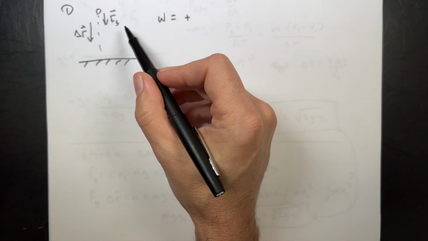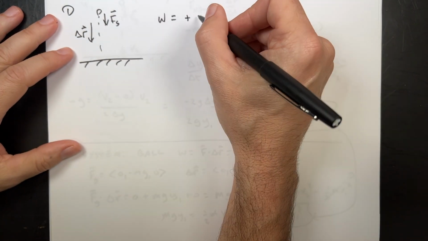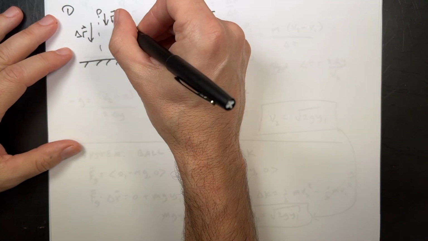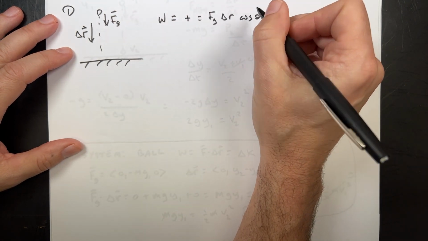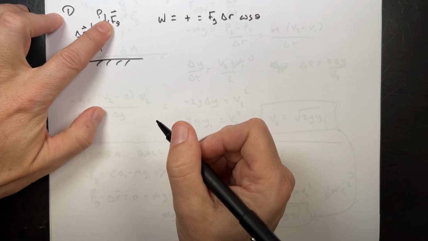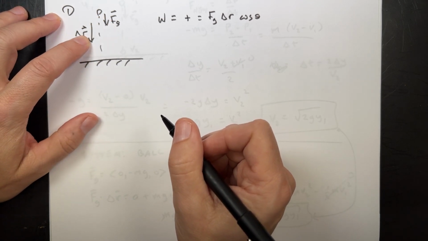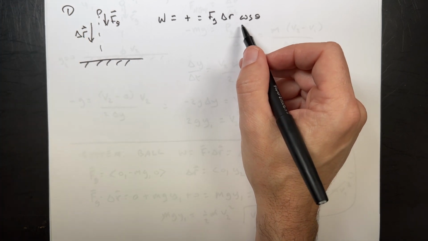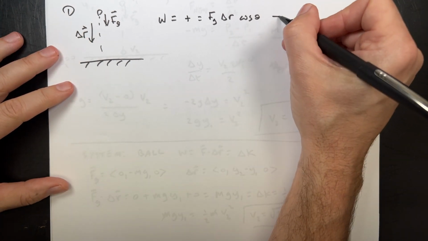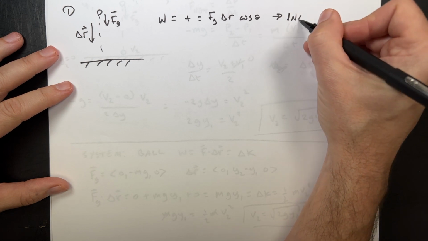It was positive. So you can think of this too, because this is going to be equal to Fg delta R cosine theta. In this case, theta is the angle between Fg and delta R, and that's 0. And the cosine of 0 is 1. So this would be positive work. And this means an increase in energy of the system.